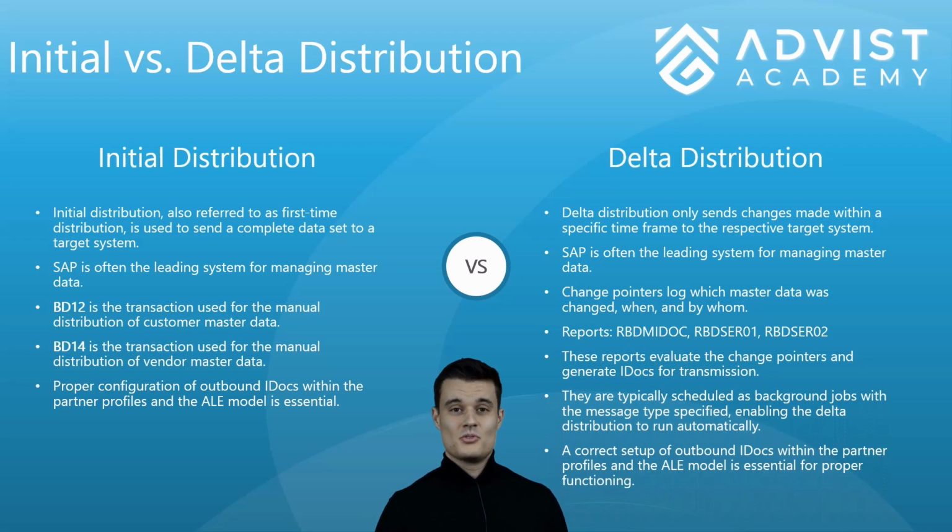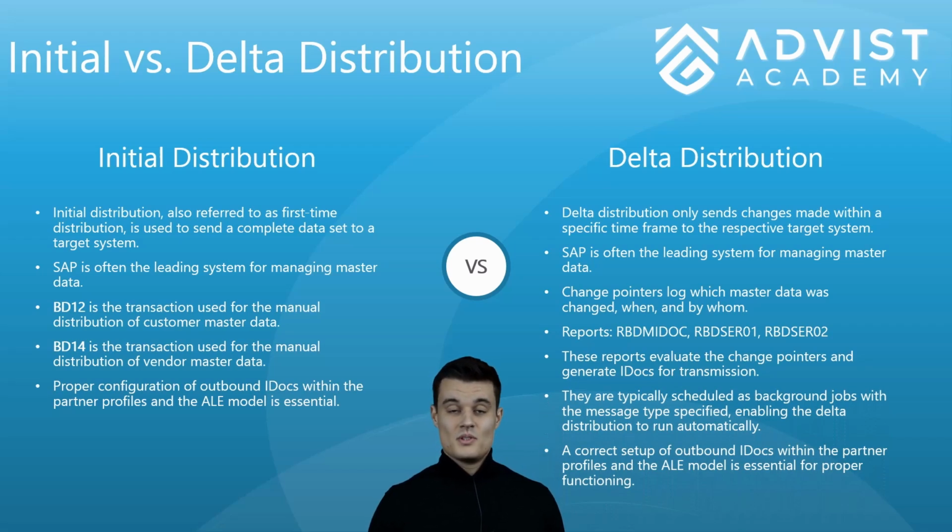These reports are usually scheduled as background jobs with the relevant message type specified, allowing the delta distribution to run automatically. For the delta distribution to function properly, it is essential to correctly configure the outbound iDocs in the partner profiles and in the ALE distribution settings.